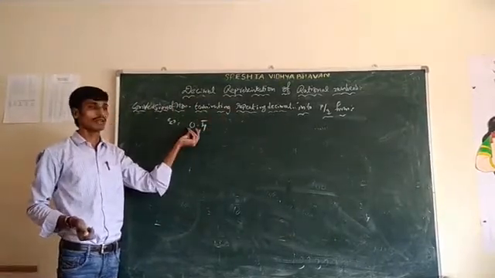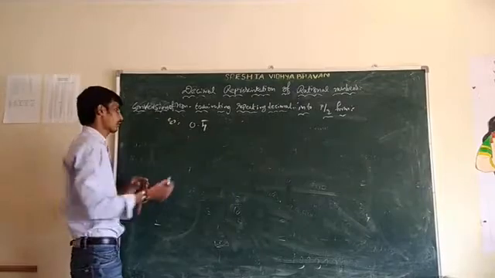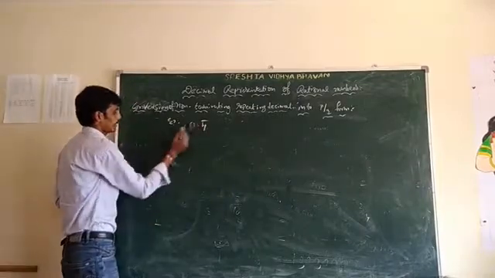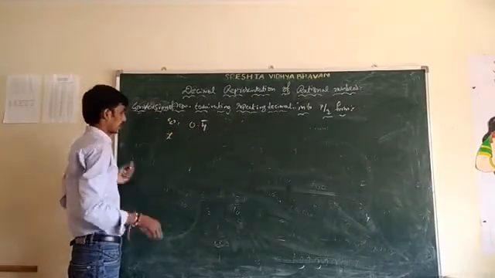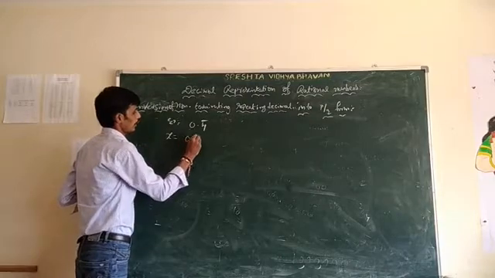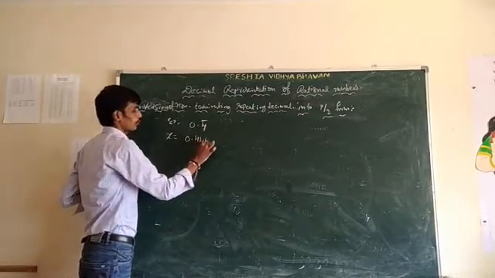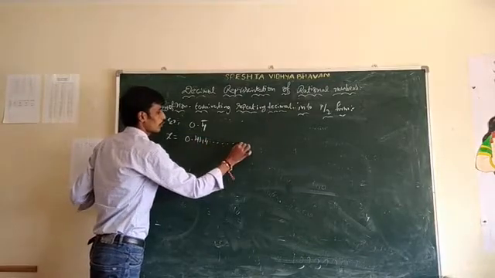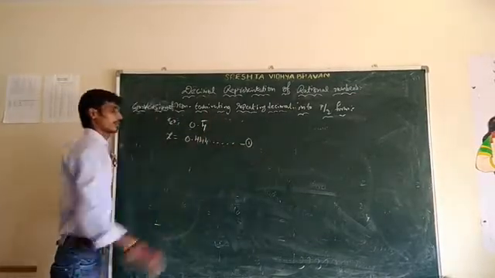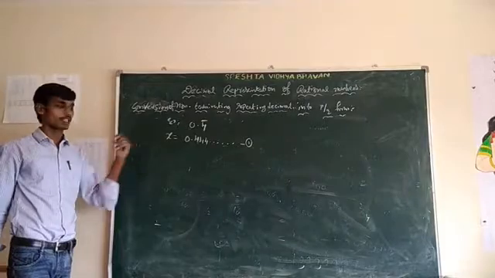Here, what is the decimal? 0.4 bar. So first we take the number as x. So x is equal to 0.4 bar. 4 bar means we will write 4, 4, 4, 4 like that. So that is equation 1.